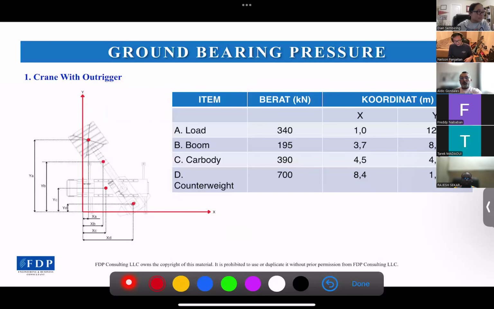So the first example is a crane with outrigger. This sample I took from the weight and COG calculation class. Let's say we have a mobile crane with outrigger here, and we have the configured weight and COG of each item in this table, like the load itself, boom, car body, and the counterweight. Now we are going to find the ground bearing pressure of this crane during lifting.